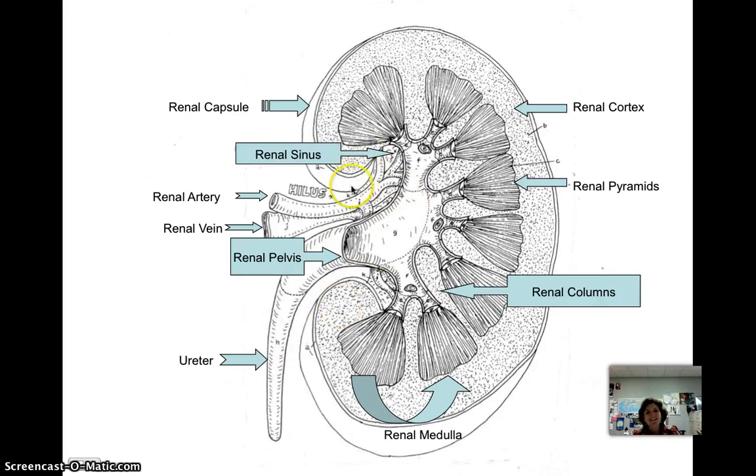And lastly, this little open space, sinuses or spaces. You can probably guess what renal means at this point. So renal has to do with or pertains to the kidney. So this space right here where the blood vessels are going in and out is the renal sinus.